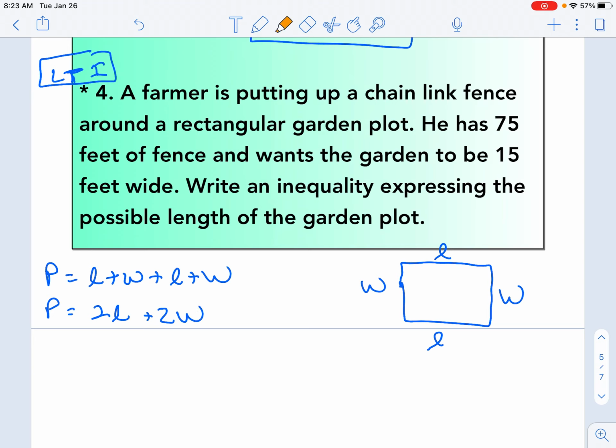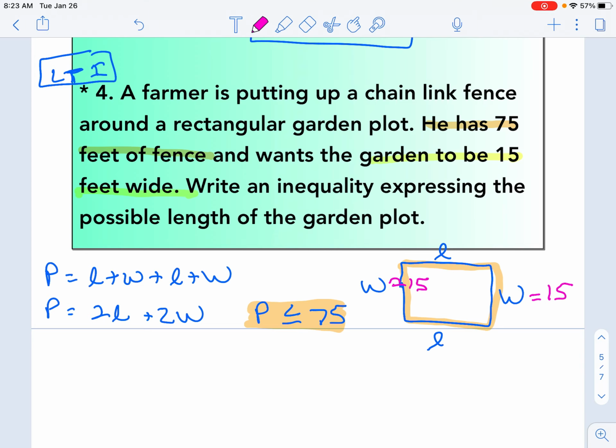Now, notice this is a key piece. It says he has 75 feet of fence. So that means the perimeter around this outside has to be less than or equal to 75. So in this problem, the perimeter has to be less than or equal to 75. So that's a key piece of this about the perimeter. Now let's look at the other clue. The other clue says that he wants the garden to be 15 feet wide. So we're already given the fact that the width has to be 15.